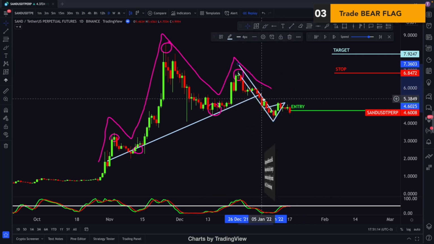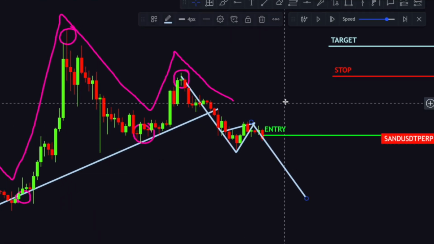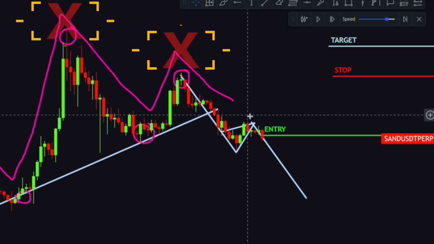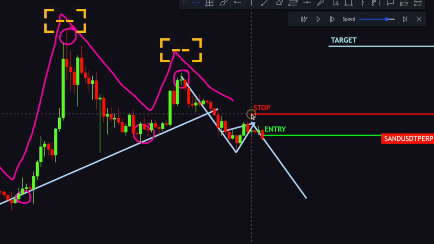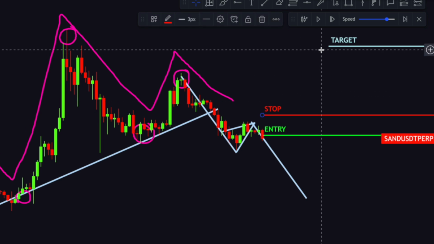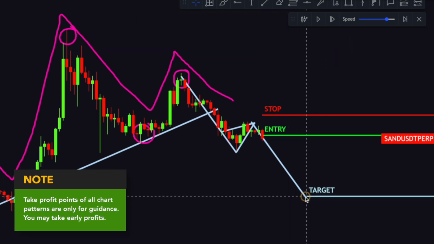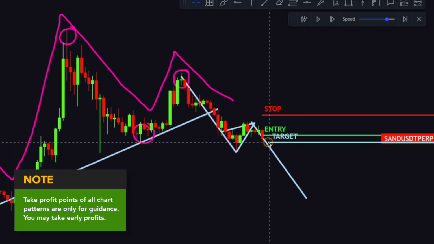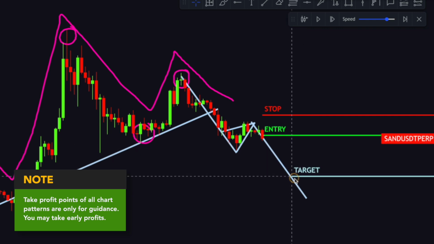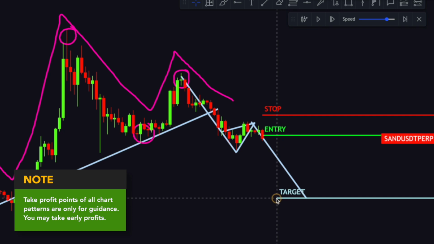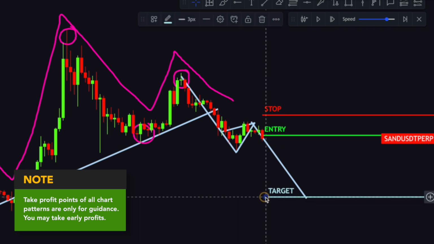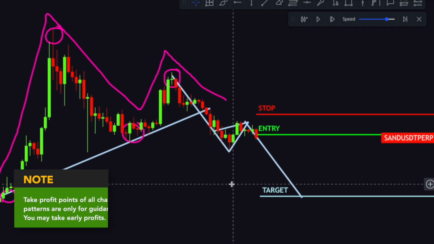My stop order is just right here. I do not place it at the shoulders or head. My profit point has the same length as the pole length. In reality, these profit measurements are just for guidance. I have many times taken early profits from my positions, depending on the money that I put into the position. Okay, now let's watch the trade.